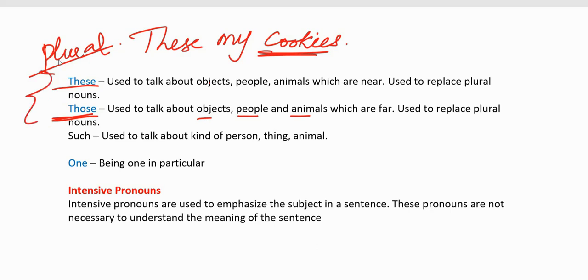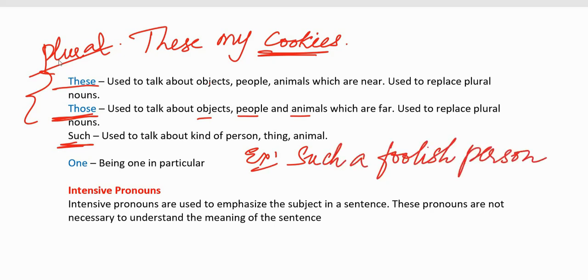Okay. Coming to such. Such is used to talk about the kind of person, thing or animal. Such a foolish person. Now here such is demonstrating, or it is talking about the kind of the person. Such a foolish person. Such a mistake you have made. I can't forgive you. Such a beautiful cat. Such an amazing pen. Hope you have understood when to use such. Such is used to talk about the kind of person, thing or animal, or it demonstrates the kind.